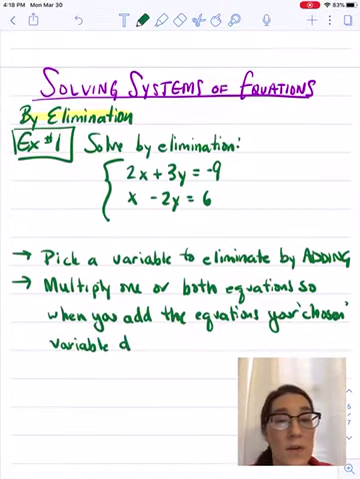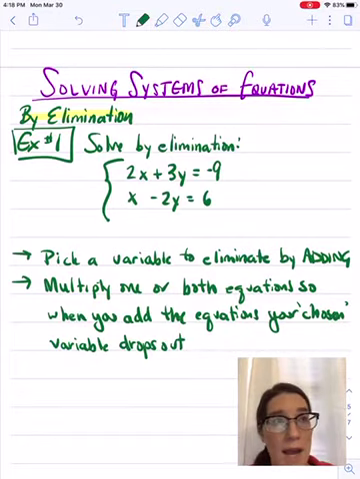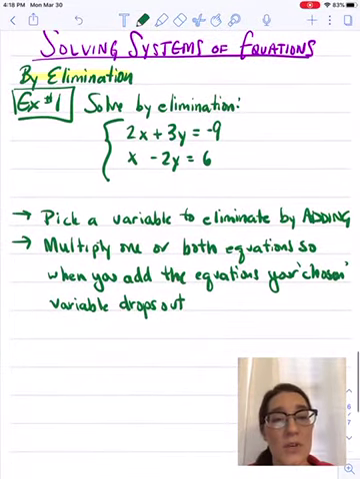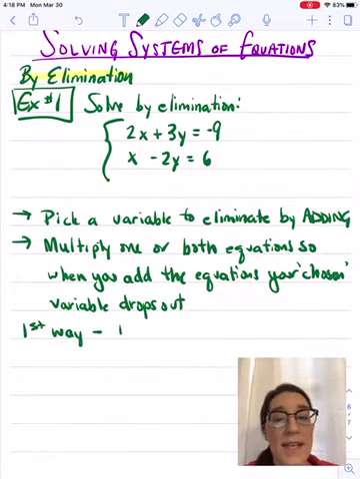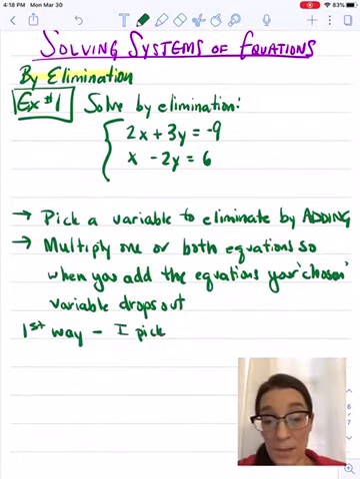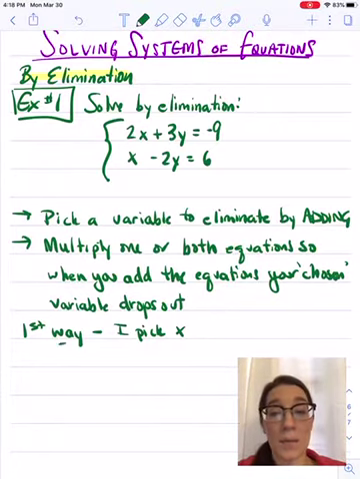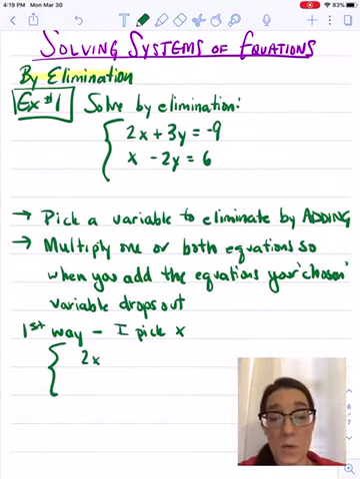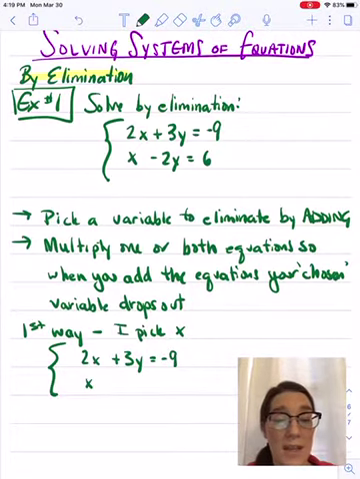You also want to make sure that all your variables are lined up. Notice how in this problem the x's are in a column, the y's are in a column, and everything's lined up. The equal sign is in the same spot, so you want to make sure that happens before you start doing anything, and that is the case in this particular problem.